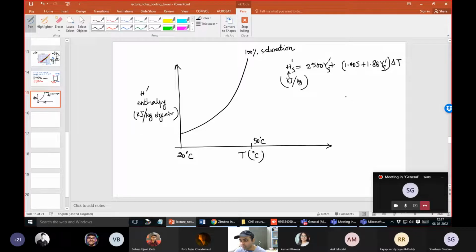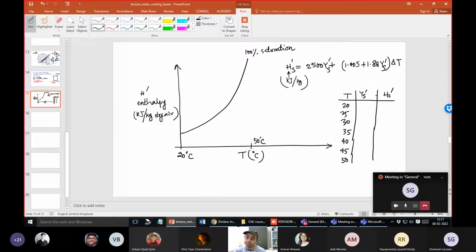What you have to do is first tabulate the different values. What is the corresponding YS value? And from this formula, what is the corresponding saturation enthalpy value? Take some discrete points, 20, 25, 30, like this, and you can get these values. Write down the corresponding Y star, the saturation values, from the psychrometric chart. You can easily find that out, and then the corresponding enthalpy values that you get.